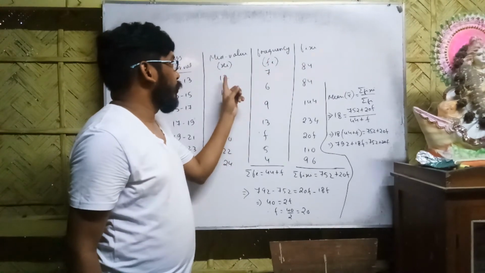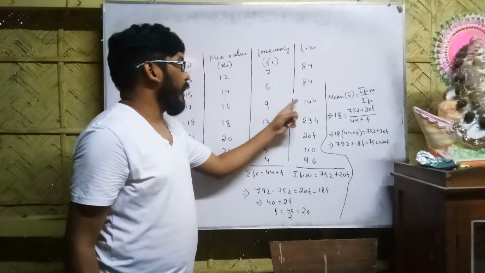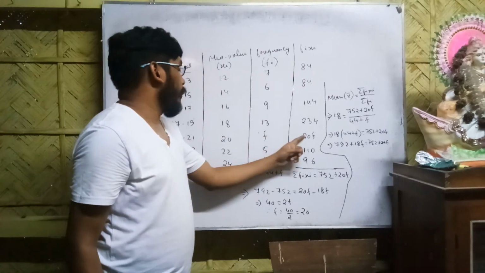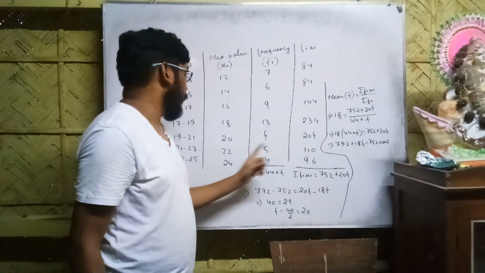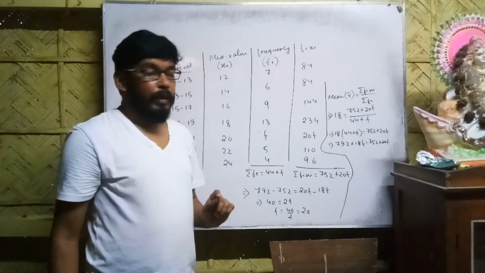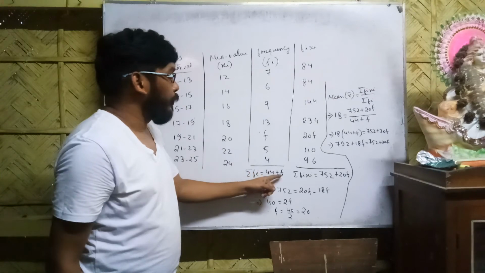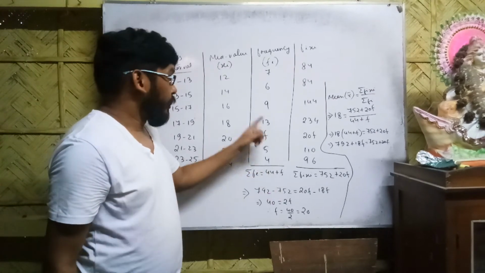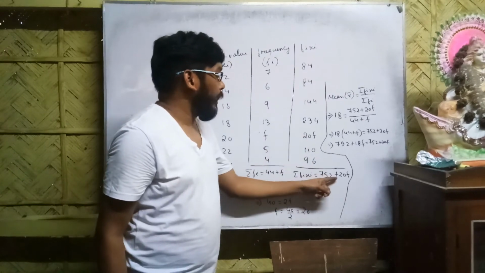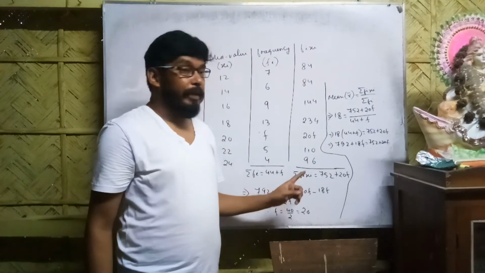Then I multiply xi and fi to get fi xi: 12 into 7, 84; 14 into 6, 84; 16 into 9, 144; 18 into 13, 234; 20 into f, 20f; 22 into 5, 110; 24 into 4, 96. In the direct method, I do the summation of fi: 44 plus f is kept separate as the unlike term. Then fi xi, 20f is kept separate. Got it?